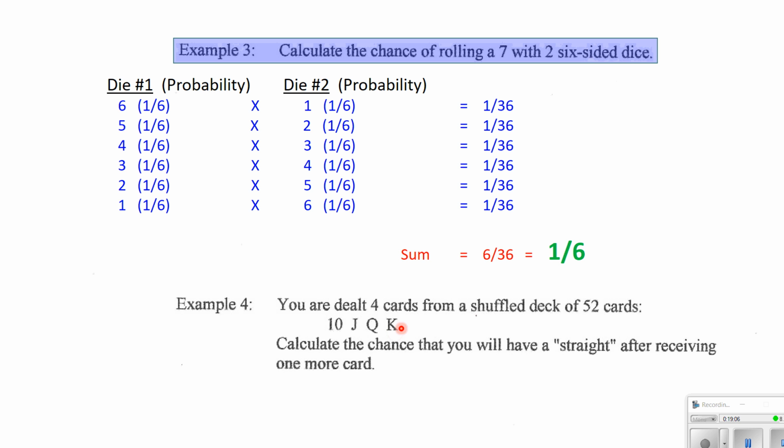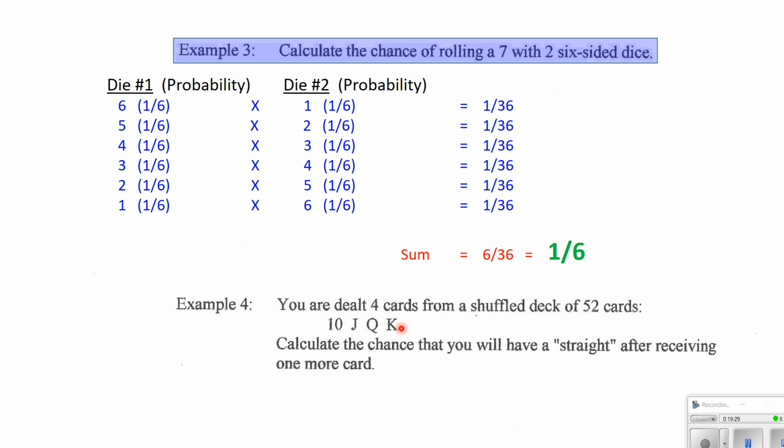And you want to calculate the probability. Maybe you're playing a high-stakes poker game, and you sure would like to know what's the probability that my next card, my 5th card, is going to give me a straight, because that's a pretty good hand in poker. And if I think I'm going to get a straight, I might want to bet some serious money. But what is the probability of getting a straight?